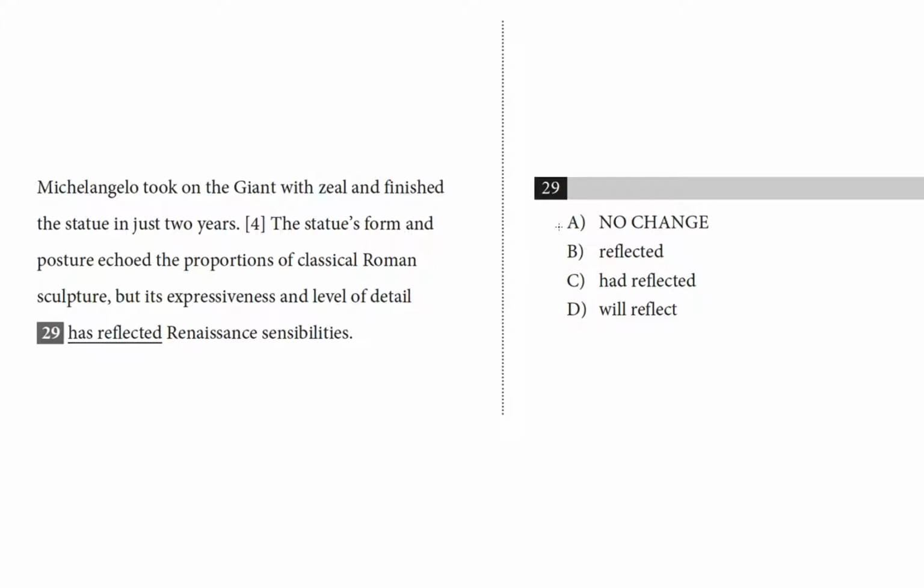So we have choice A is no change, that's has reflected. Choice B is reflected. Choice C is had reflected. And choice D is will reflect. This is therefore a question about verb tense, or how verbs change depending on when they take place in time. Let me give you our 3 top tips for verb tense questions.